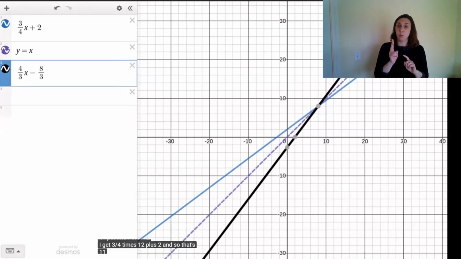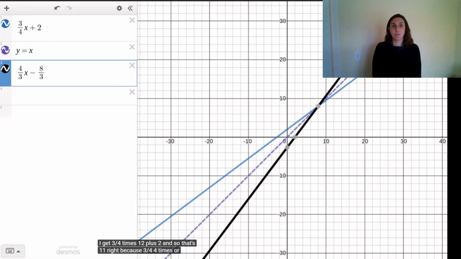And so that's 11, right? Because 3/4 times 4, or 12 divided by 4 is 3. 3 times 3 is 9. 9 plus 2 is 11.